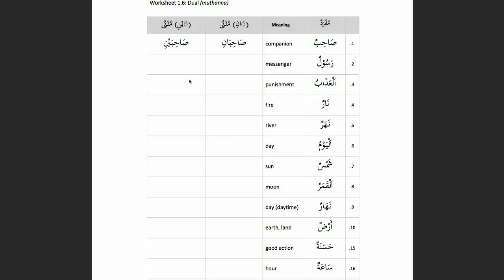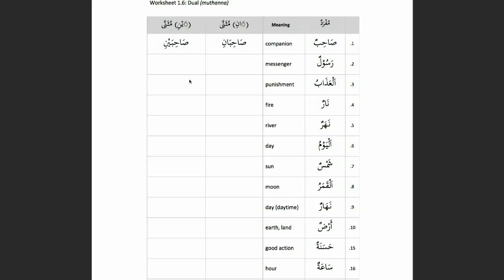Al-adhabu, al-adhabani, al-adhabaini. Narun, naraini. Good. Naharun, naharani, naharaini. Al-yawmu, al-yawmani, al-yawmaini. Shamsun, shamsani, shamsaini. Al-qamaru, al-qamarani, al-qamaraini.